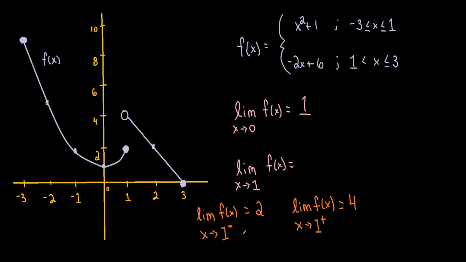And since the left-hand side of the limit is not equal to the right-hand side of the limit, the limit of the function as x approaches 1 does not exist. And as a reminder, a limit that does not exist is not the same thing as the limit approaching infinity.